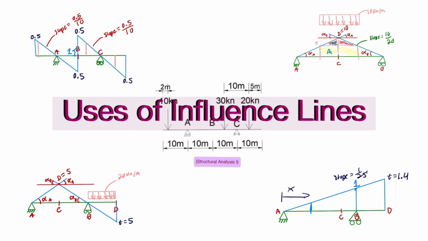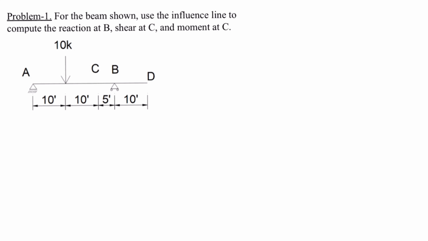Okay, so in this video, we will be going over the uses of influence lines, and we'll be going over two problems that deal with point loads. Okay, so problem 1 reads, for the beam shown, use the influence line to compute the reaction at B, the shear at C, and the moment at C. We will start off by doing the reaction at B.